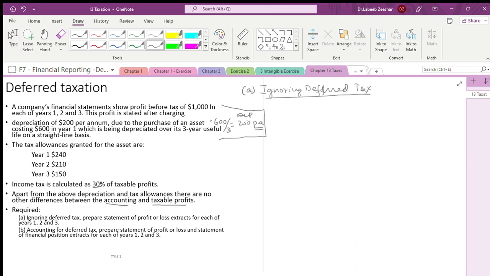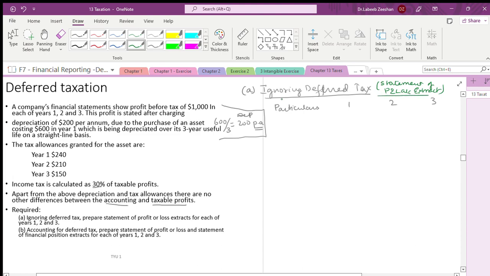See, these are the particulars, year 1, year 2 and year 3. Now we have to write this. One minute. It is the statement of profit and loss account extract.